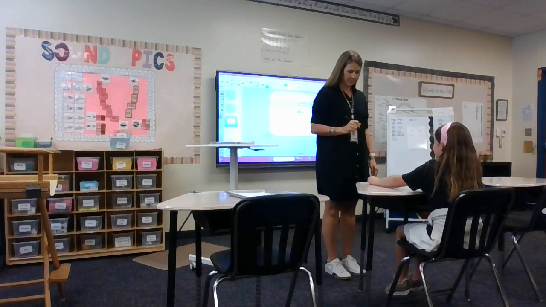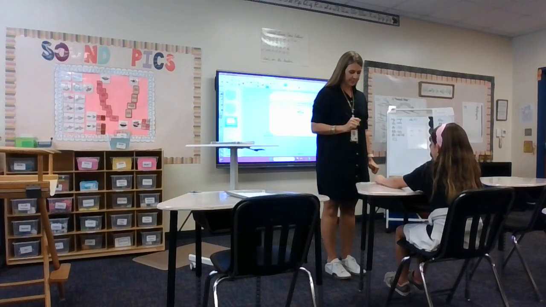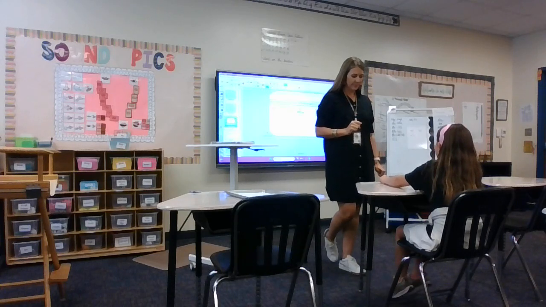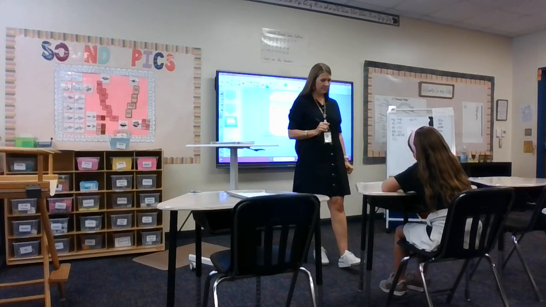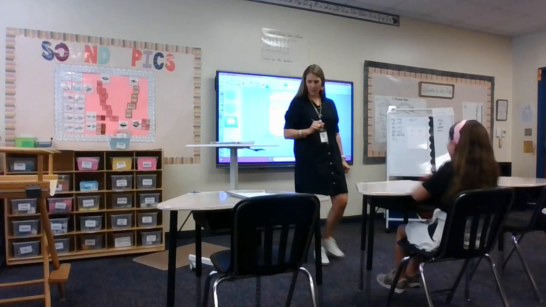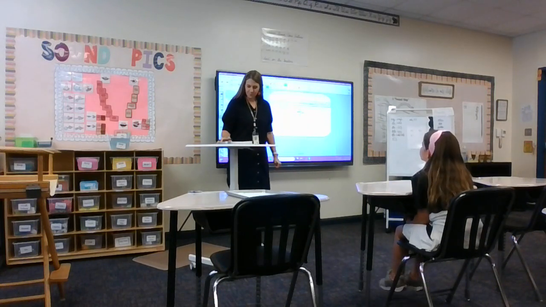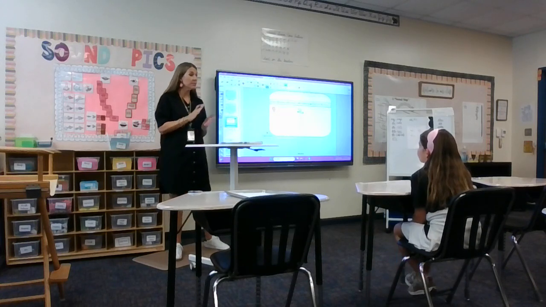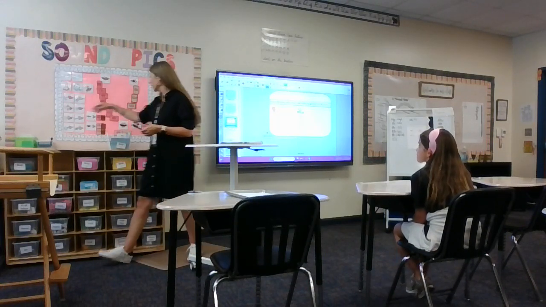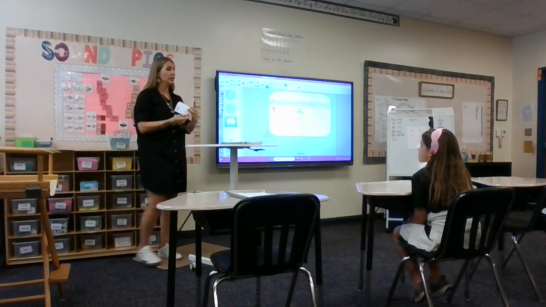A, B, C, D, E, F, G, H, I, J, K, L, M, N, O, P, Q, R, S, T, U, V, W, X, Y, Z. Very good. All right, today we're going to be working on sequencing. We're going to sequence the missing letters of the alphabet. We're going to do the middle letters today.